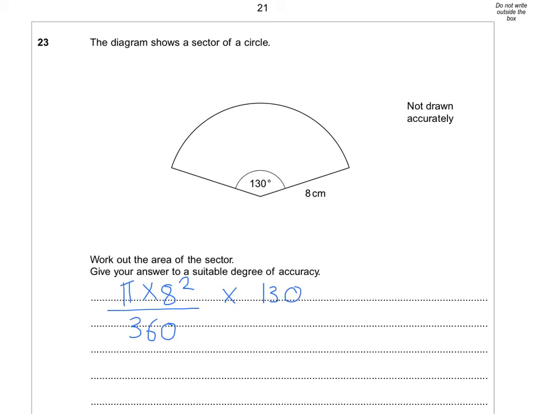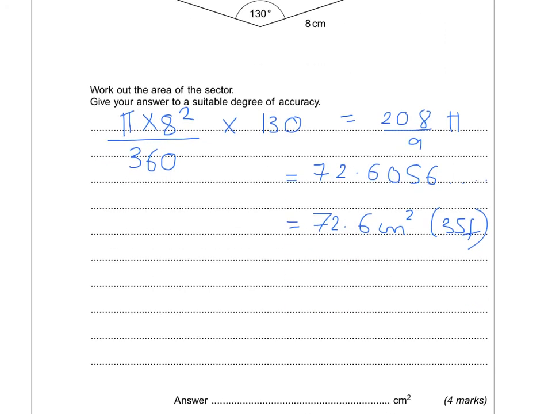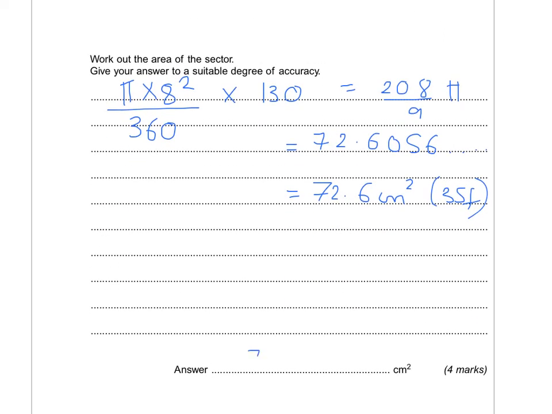If you type this straight into your calculator, you may get a value of 208 over 9 pi, which if you convert that into a decimal is 72.6056..., which we will round to 72.6 centimetres squared to 3 significant figures as our final answer.